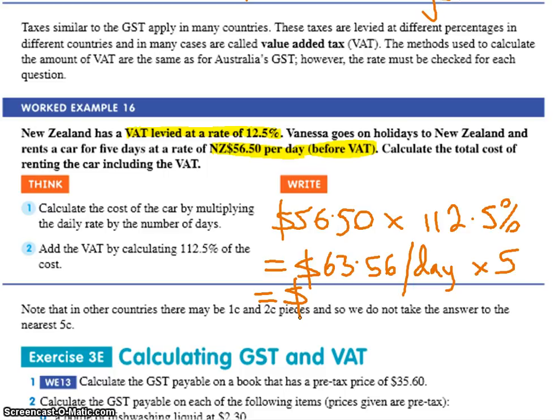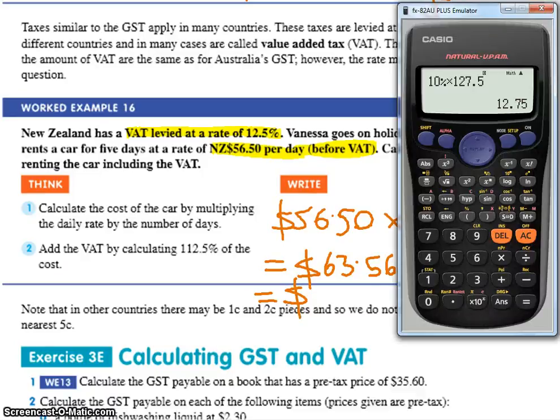I pressed on, otherwise I could have just used all clear. Use all clear. Don't press on. Why? Because if you're using your calculator, you do 56.5 times 112.5% equals, and you've got that, 63.56.25. Then you can do answer times 5 equals. If you press on, it clears it, and you no longer have that answer stored in the memory.